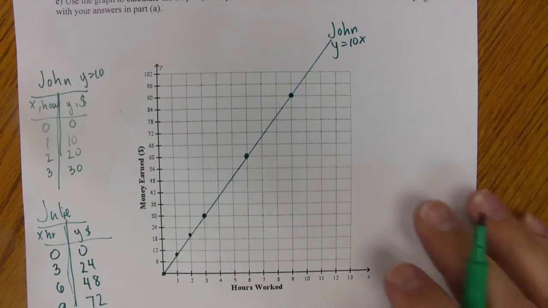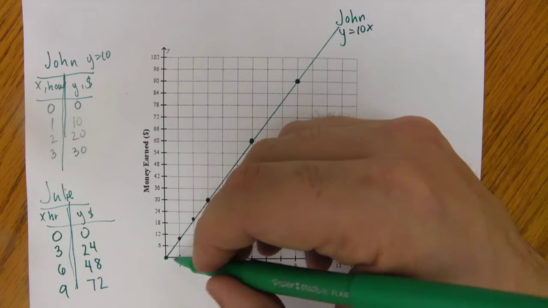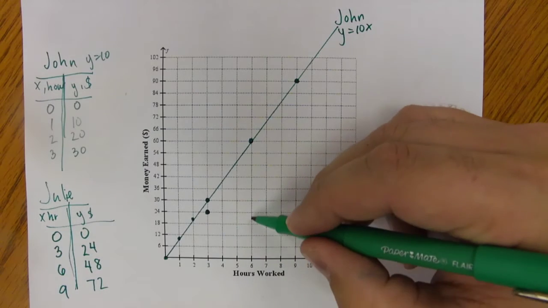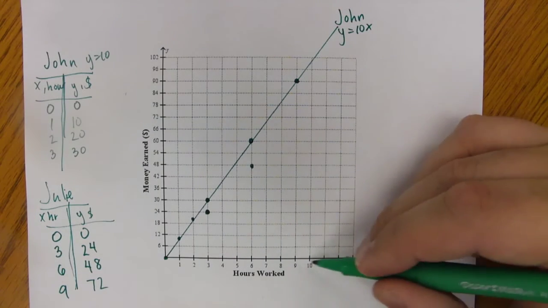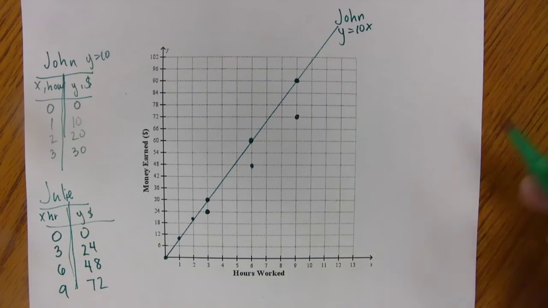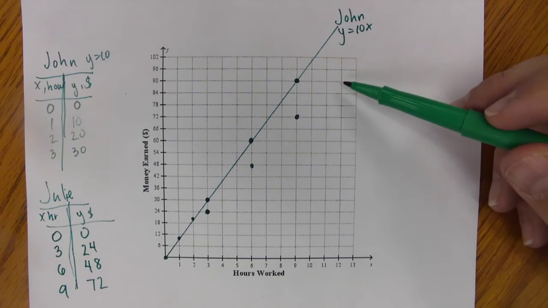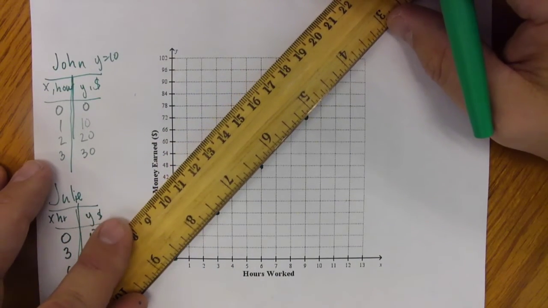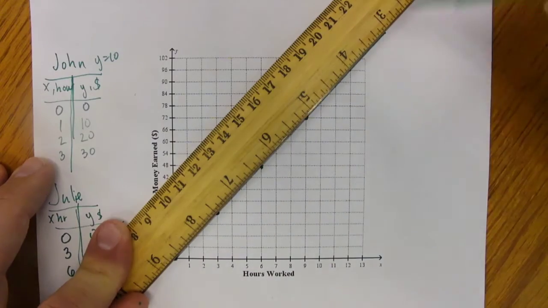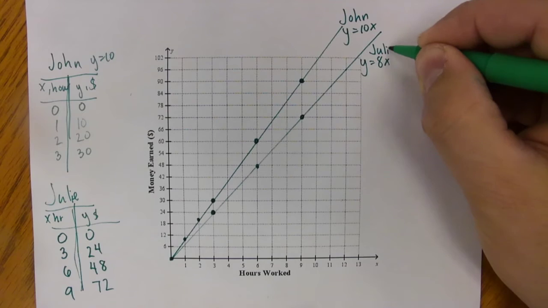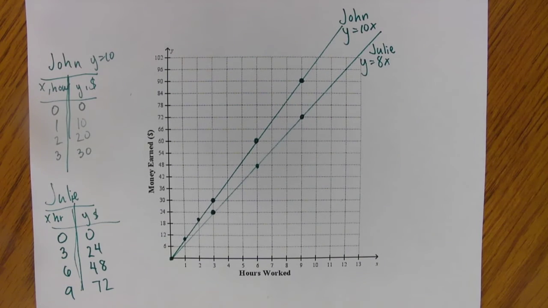Okay, let's go ahead and plot those points. We've got 3 hours is $24. 6 hours is $48. 9 hours is $72. And that's as far as we went. We can probably go 12 hours is 96. Just do my quick little line draw here with a ruler. And this is y equals 8x. This is Julie's line. Okay. All right. That's it for part D.